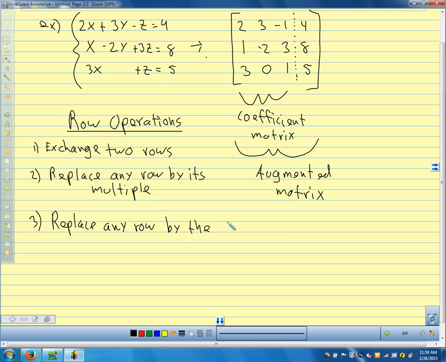And then our last one is we can replace any row by the sum of itself and the multiple of another row.